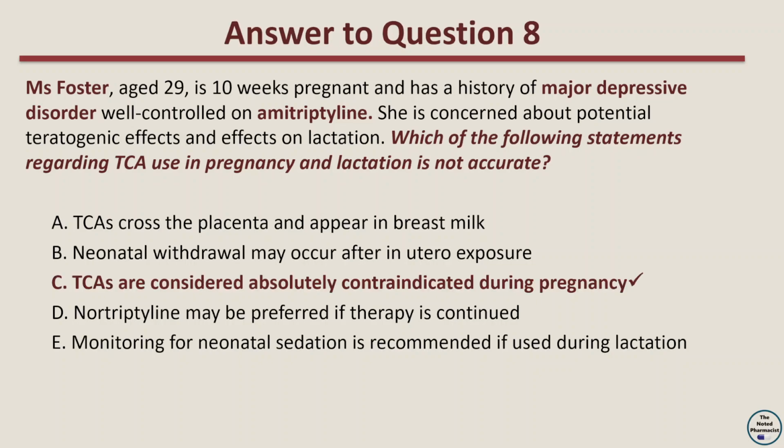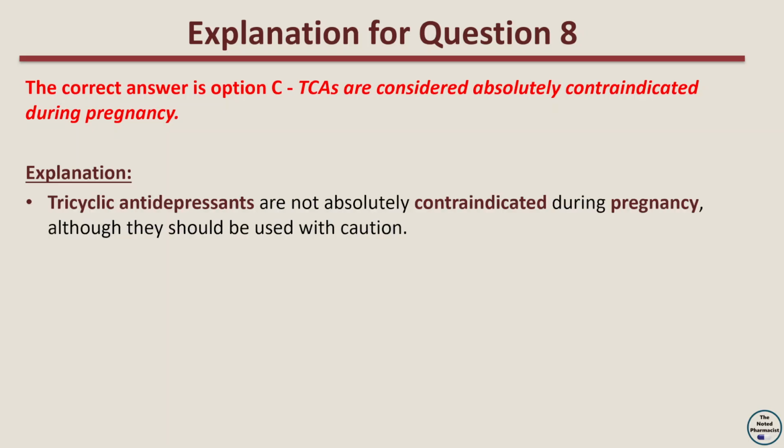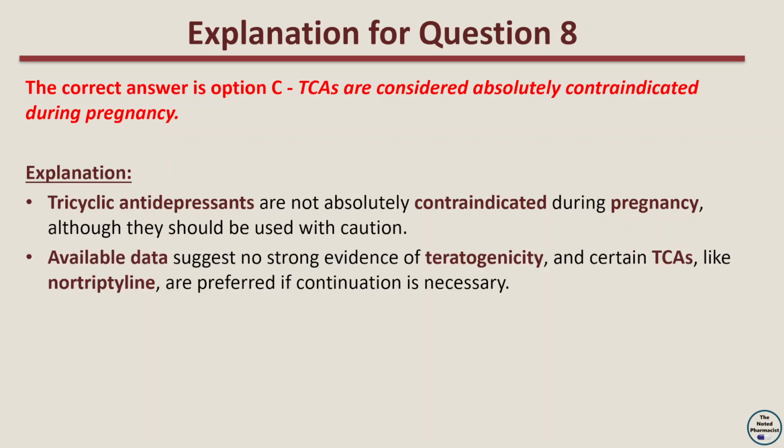The correct answer is option C, TCAs are considered absolutely contraindicated during pregnancy. The explanation is that tricyclic antidepressants are not absolutely contraindicated during pregnancy, although they should be used with caution. Available data suggest no strong evidence of teratogenicity, and certain TCAs, like nortriptyline, are preferred if continuation is necessary.